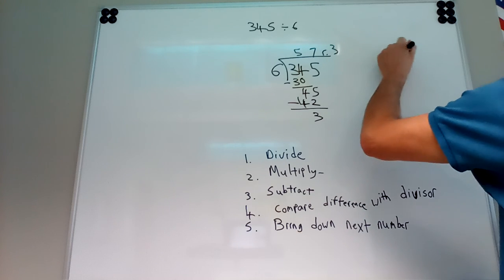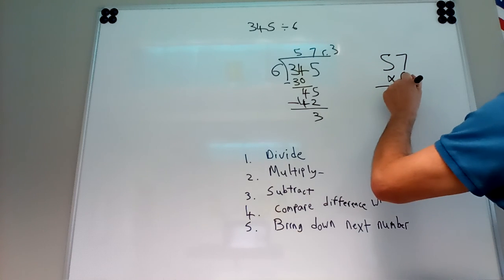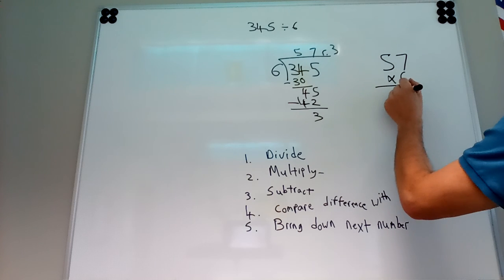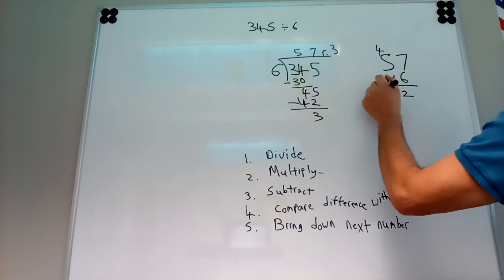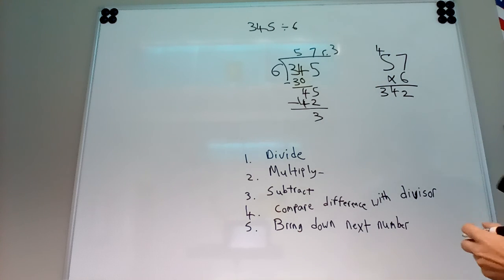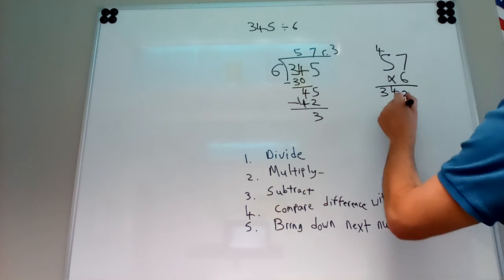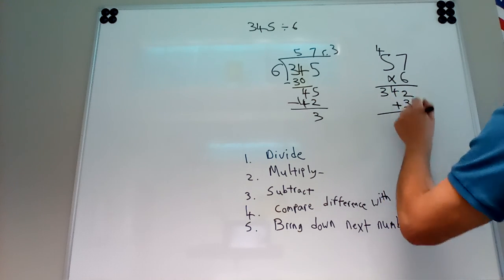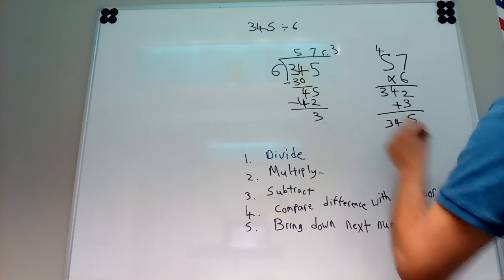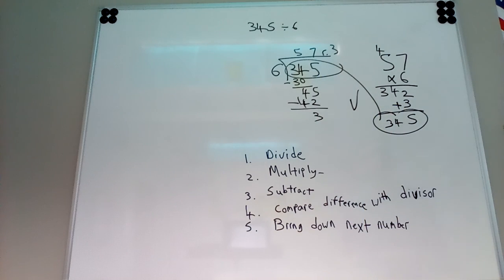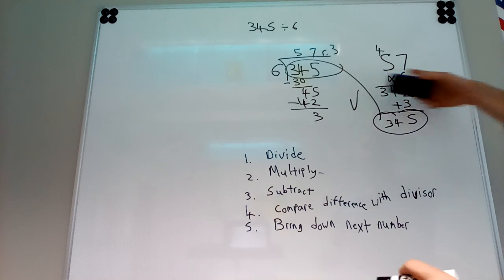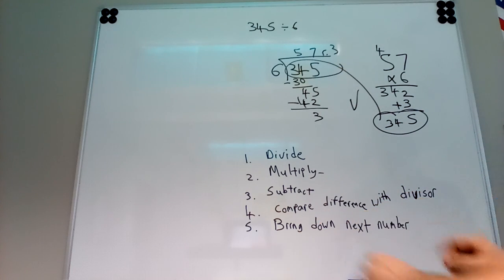So let's try that. 57 multiplied by 6: 7 times 6 is 42. So I put my 2, I carry my 4. 6 times 5 is 30, plus the 4 is 34. So 342. Now I'm going to add my remainder 3. 3 plus 2 is 5, and then I'll just bring down my 4 and my 3, so that checks out. So that is division. That's something that you'll do many problems like this. It's called long division, and these numbers can get much longer, and we'll be practicing more with that later on.